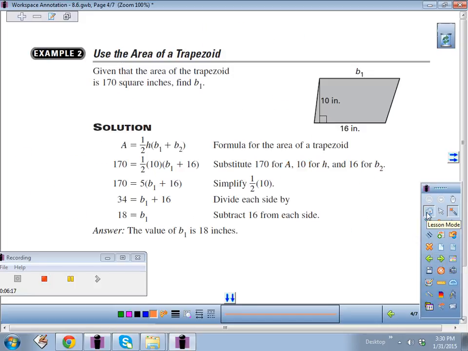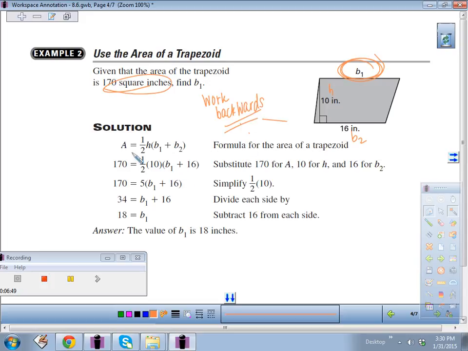Alright, example 2. This time, just like we've done in previous lessons, we're going to calculate a missing length. So this time we're missing this base 1. We have the height, we have the base 2, and they give us that the area is 170 square inches. So we're going to work backwards on this one like we've done in the past. Work backwards. And so we're going to substitute what we know.